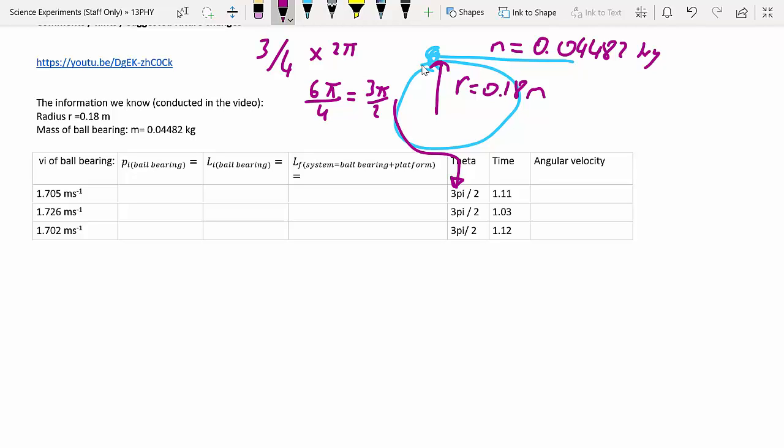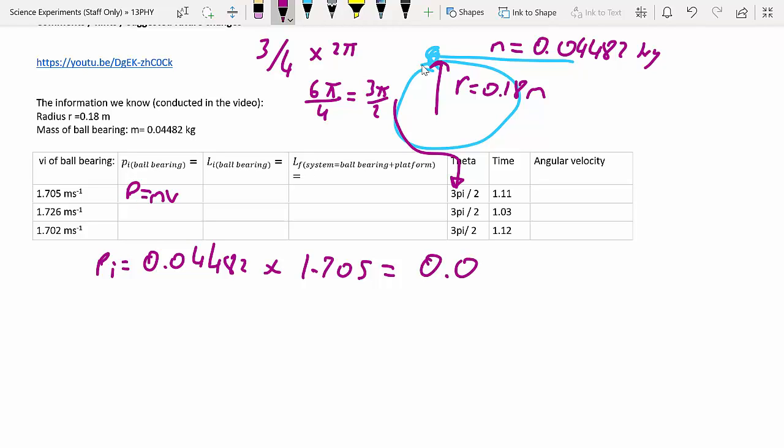And so if I want to work out the initial momentum of the ball bearing, I'd go p equals mass times velocity, and the mass was 0.04482 times the initial velocity of 1.705. So that'll give me p_i of the ball bearing. Now, was the platform rotating before the collision? I think you'd see from the video that it wasn't, so it didn't have any linear or angular momentum beforehand. So this gives me 0.0764 kg m s^-1.